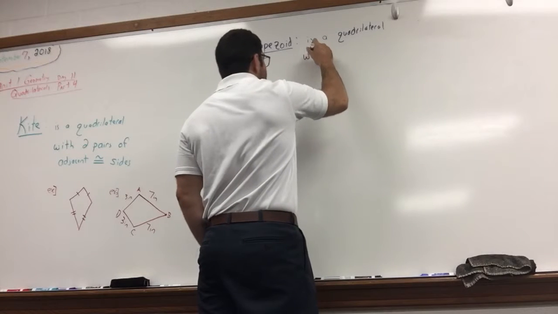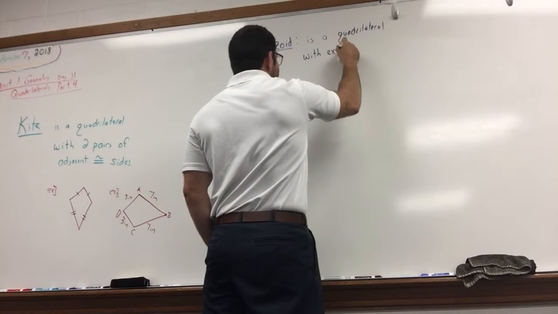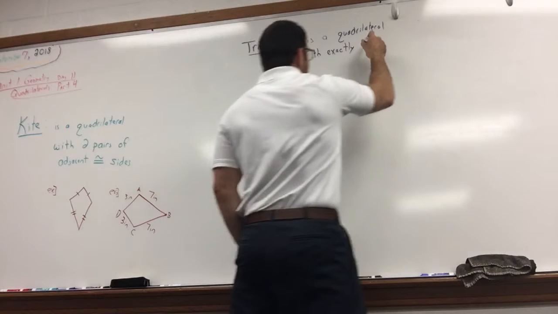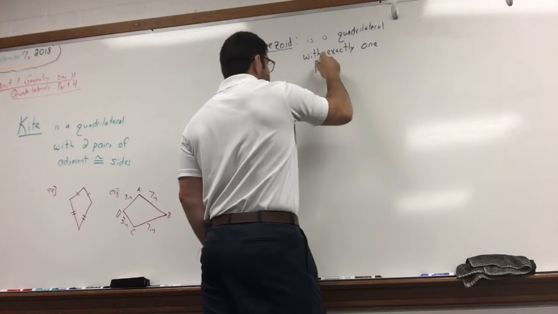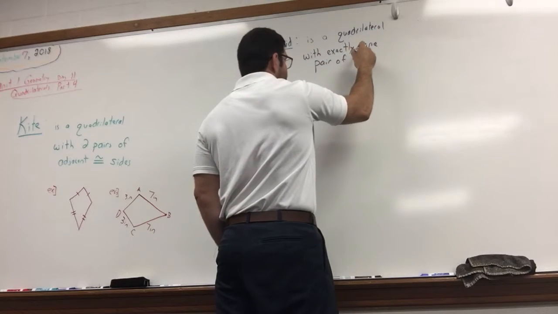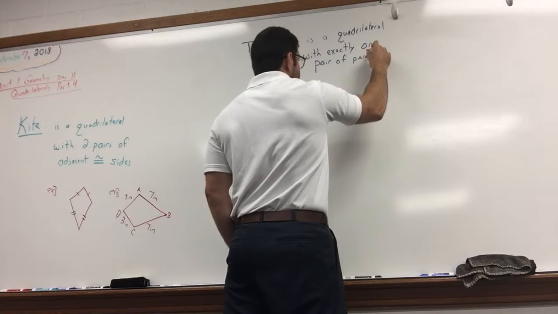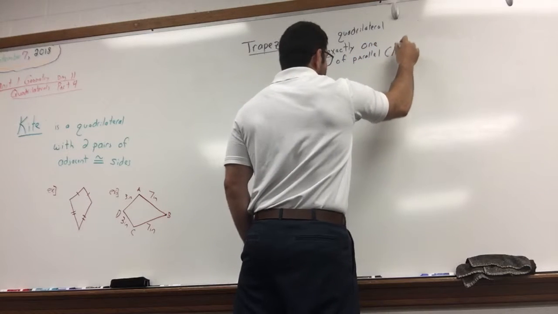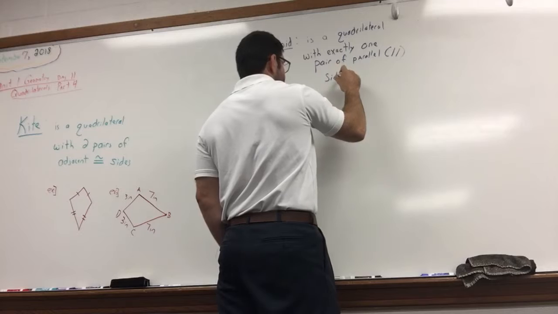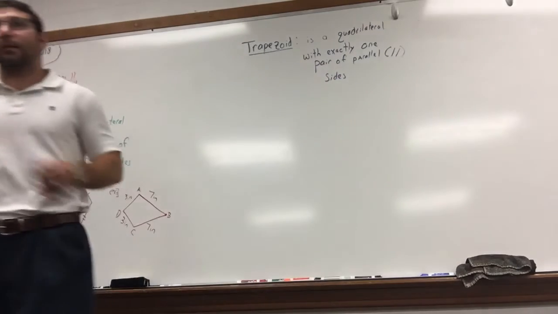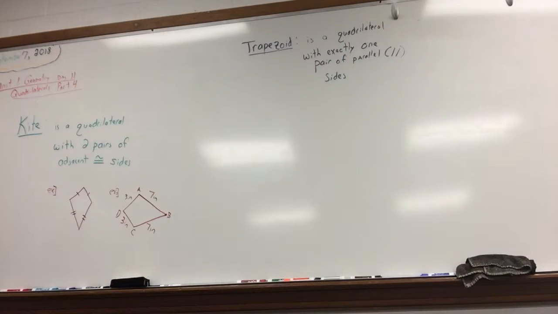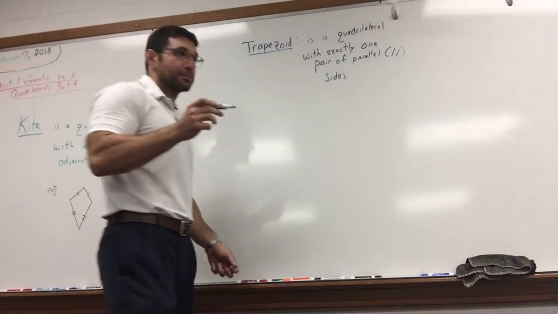With exactly one pair of parallel sides. So in a parallelogram, both pairs of opposite sides had to be parallel. In a trapezoid, only one pair of parallel sides.